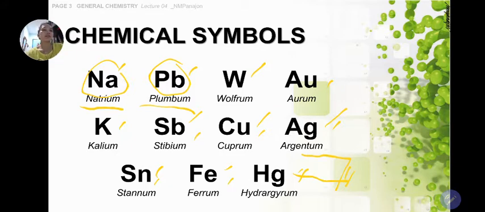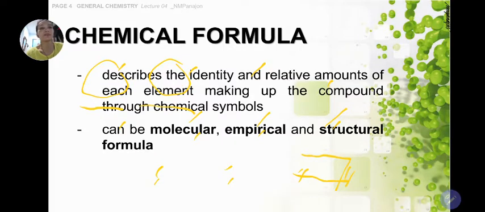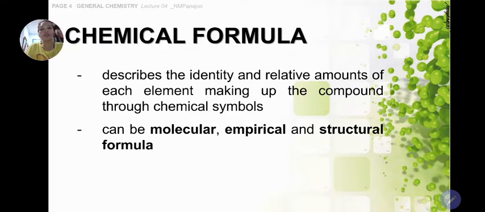Okay, so next, we have chemical formula. This describes the identity and relative amounts of each element making up the compound through chemical symbols. So, dito natin makikita yung chemical formula. For example, water. What is the chemical formula for water? Since it's composed of 2 atoms of hydrogen and 1 atom of oxygen, the chemical formula is H2O, as we are all familiar with. So, this can be molecular formula, empirical formula, and structural formula.